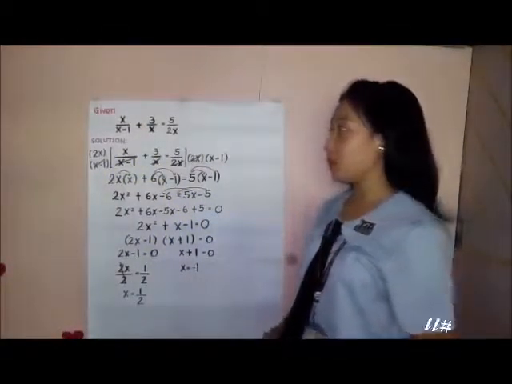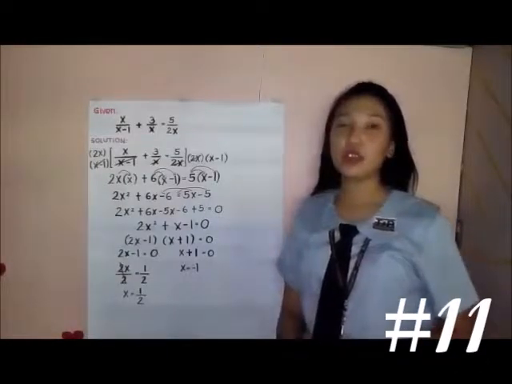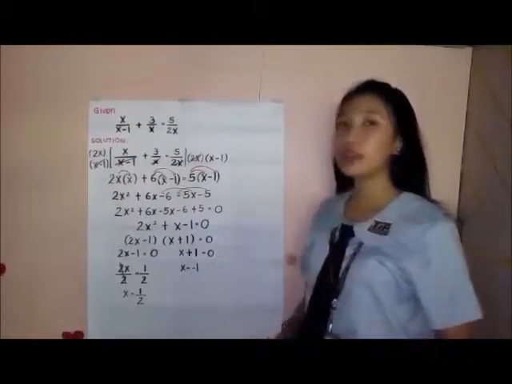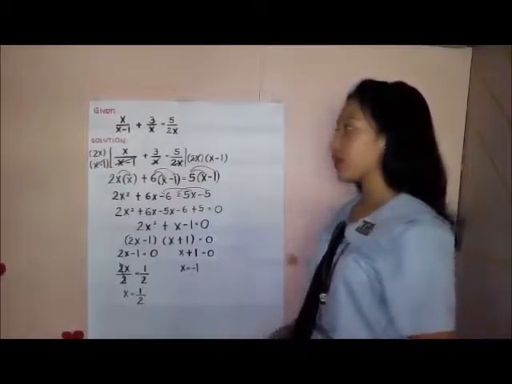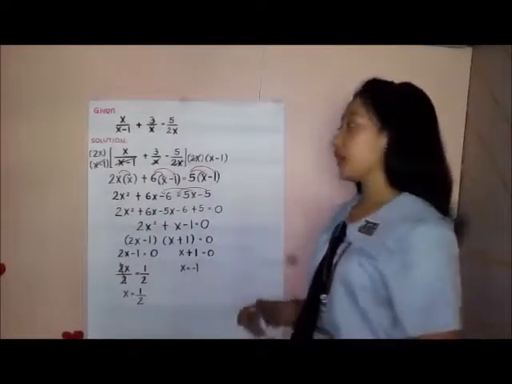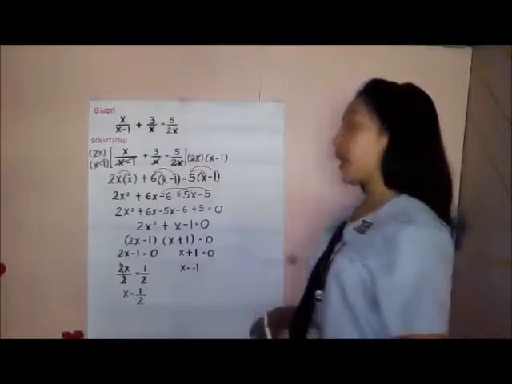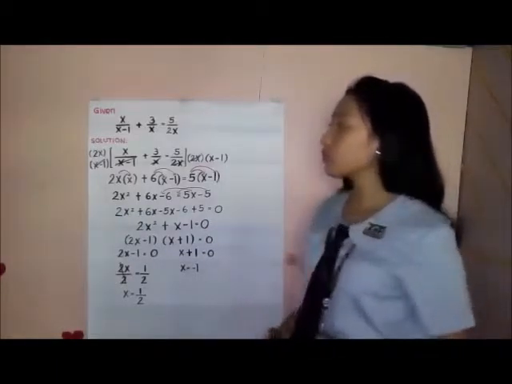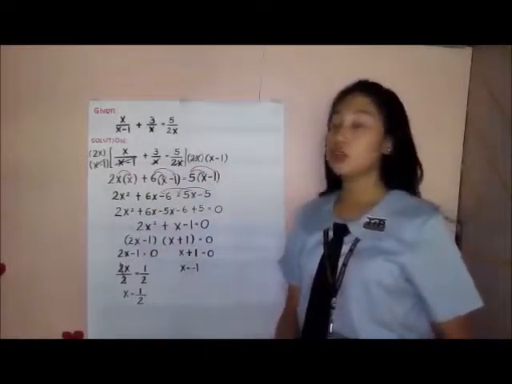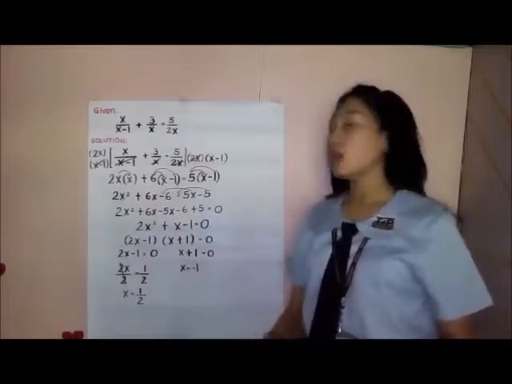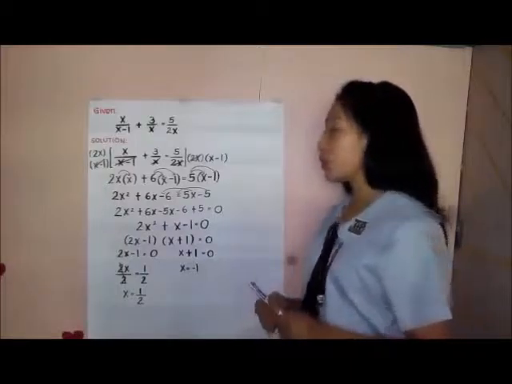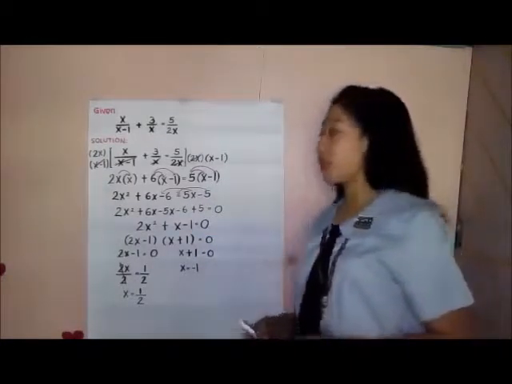From ABM-A2. At nandito ako para i-solve itong given na ito. x over x minus 1 plus 6 over x is equal to 5 over 2x. Ang gagawin natin para masolve ang equation na ito ay kunin ang LCD. Ang LCD ay 2x and x minus 1. I-cancel natin ang mga LCD at i-distribute ito sa numerator. 2x times x plus 6 times the quantity of x minus 1 is equal to 5 times the quantity of x minus 1.